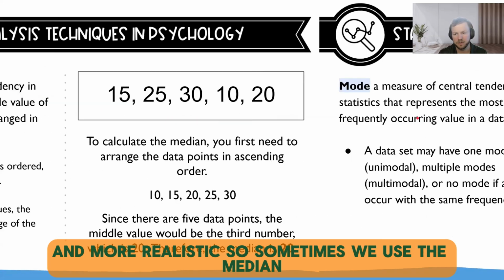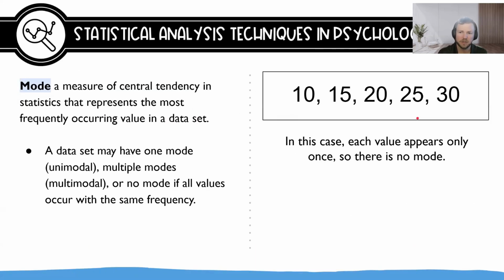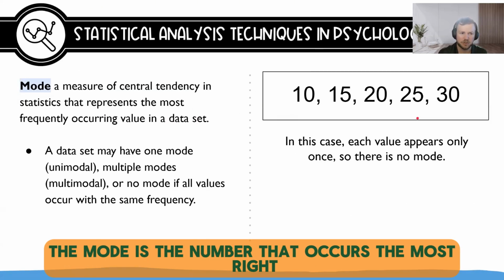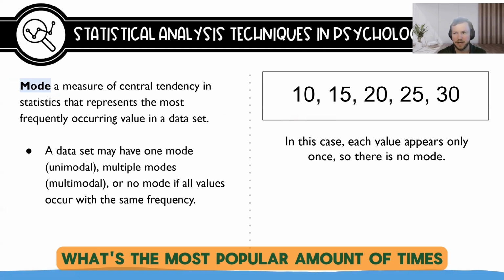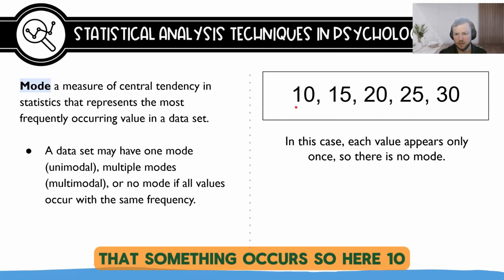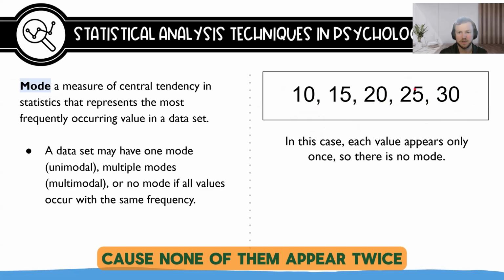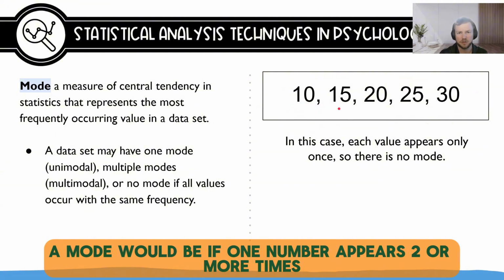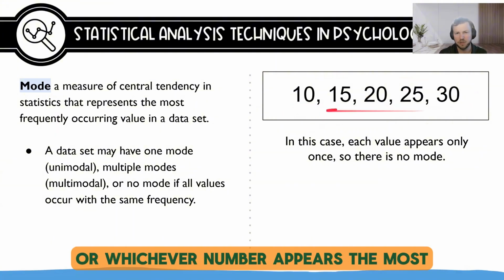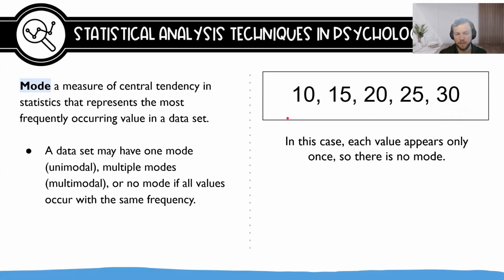So sometimes we use the median, and then sometimes we use the mode. The mode is the number that occurs the most, right? What's the most popular amount of times that something occurs? So here, 10, 15, 20, 25, and 30. Here, there is no mode because none of them appear twice. A mode would be if one number appears 2 or more times, or whichever number appears the most is the mode.